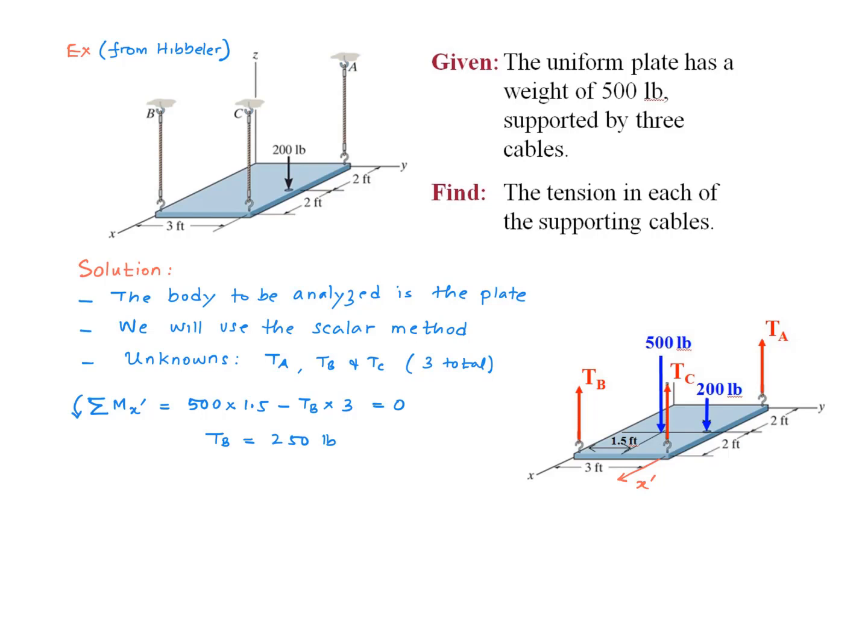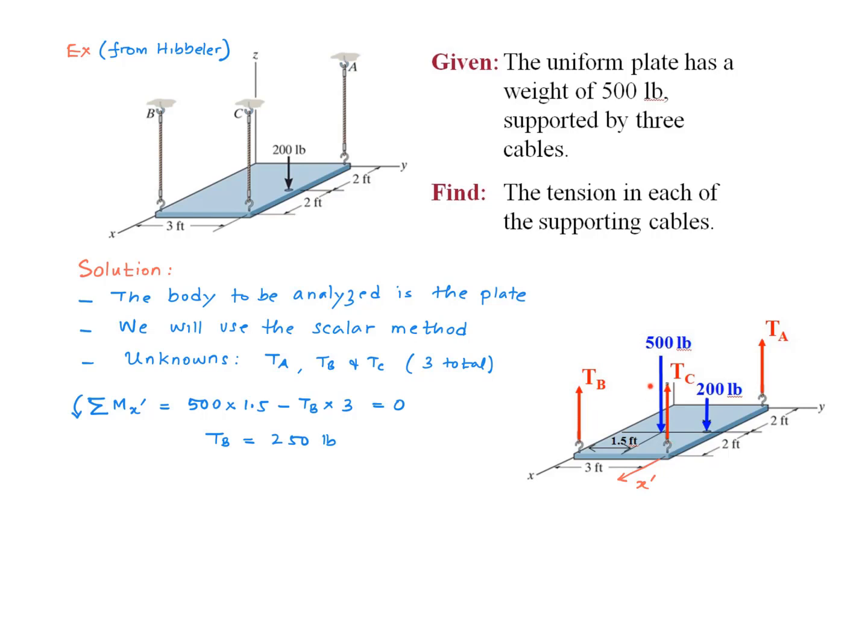So what I'm doing here is defining an axis that is parallel to the x-axis, but it passes through this edge of the plate, and the direction of that axis is in the same direction as this x-axis. Now I'm going to write down a moment equation about this axis in the counterclockwise direction. I see that TC is on that axis, TA is on that axis, and 200 pounds is on that axis, so all 3 of these forces will not make a contribution to this equation.